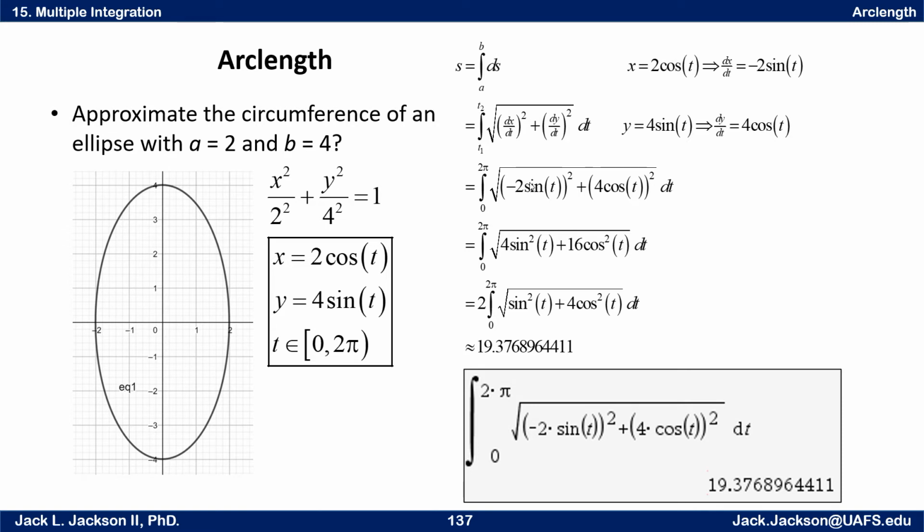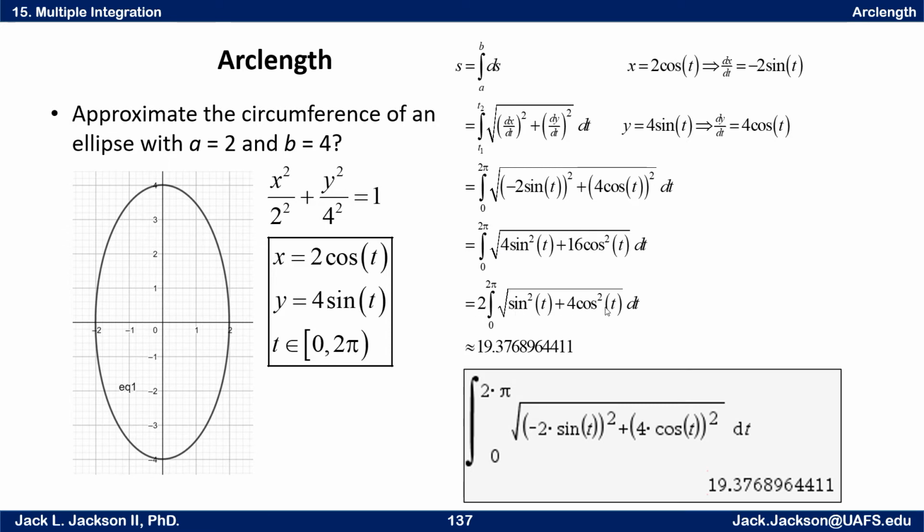And then the dx over dt is now the negative 2 sine of t. I put that right there in that parentheses. And in this parentheses, I put dy over dt, which is 4 cosine of t. Square this out, you get 4 sine squared t. Here you get 16 cosine squared t. If you want, you could factor out a 4 out of this. Then that would be the square root of 4 times the square root of what's left, which is this part right here. The square root of 4 is 2, which I brought out front. So I wrote it like this.